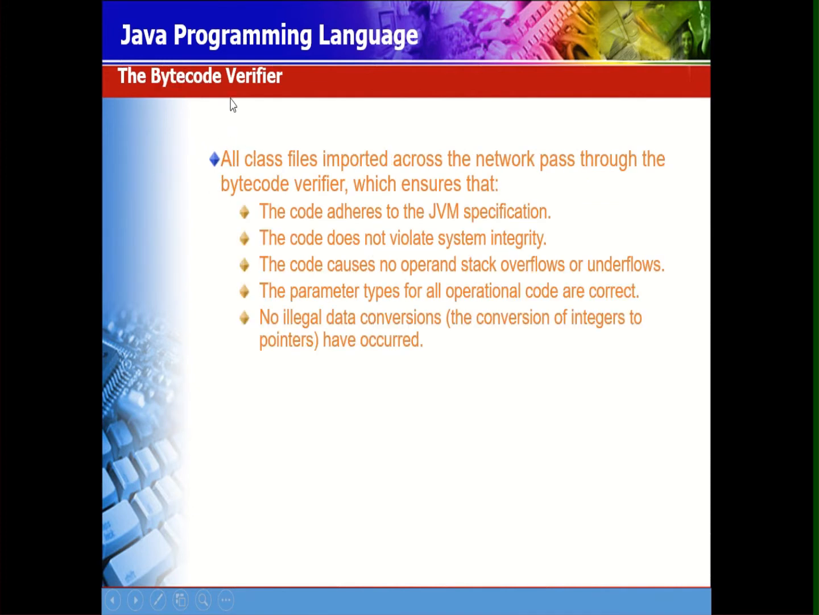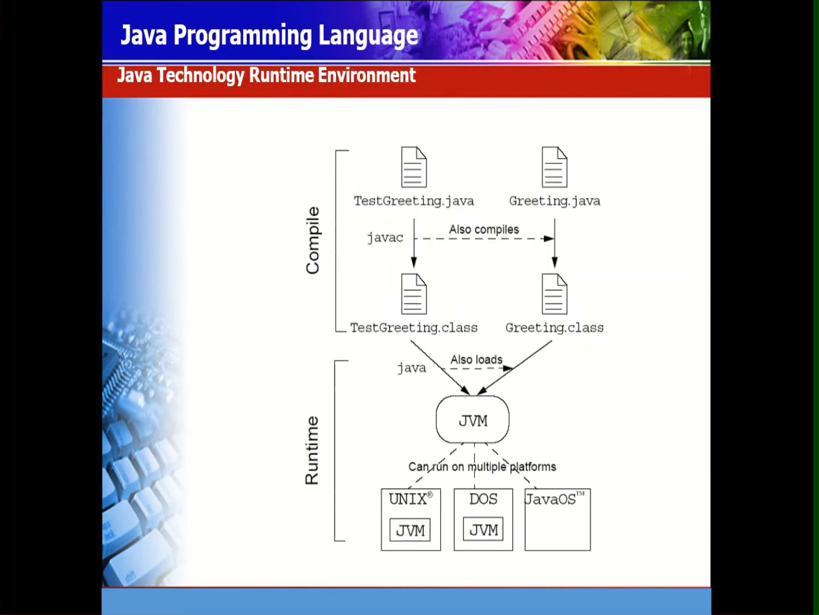Now, what is the task of a bytecode verifier? All class files imported across the network pass through the bytecode verifier, which ensures that the code adheres to the JVM specification. The code does not violate system integrity. The code causes no operand stack overflow or underflow. The parameter types for all operation codes are correct. There is no illegal data conversion, such as conversion of integers to pointers.